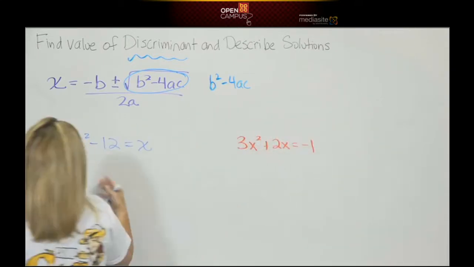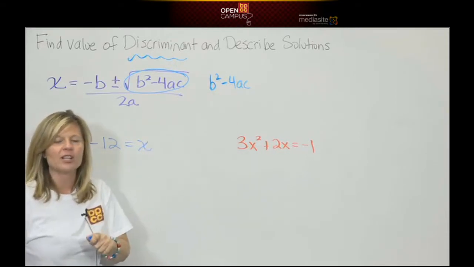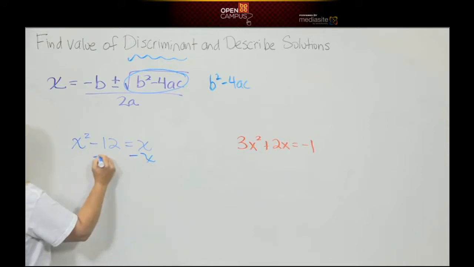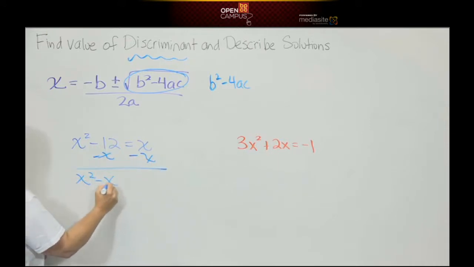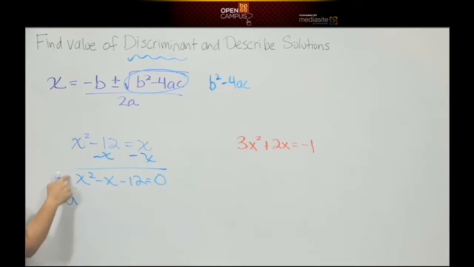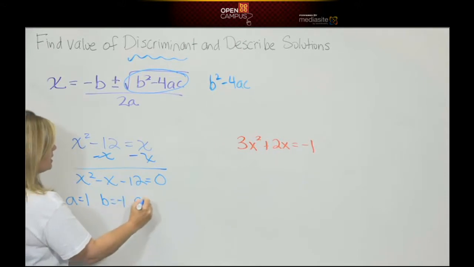So, again, in order to substitute into b squared minus 4ac to find the value of the discriminant, we first have to have our equation set equal to 0 in the correct descending order. So in this first equation, I'm going to subtract x. None of my terms are alike. I have x squared minus x minus 12 equals 0. A is the coefficient in front of x squared, it's 1. B is the coefficient in front of x, it is negative 1. C is the constant, negative 12.